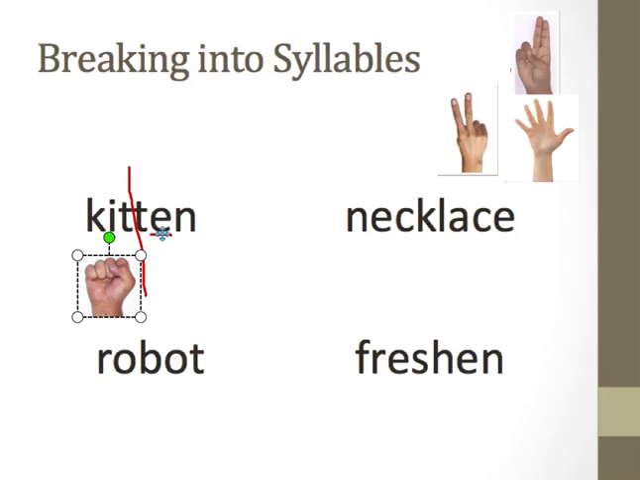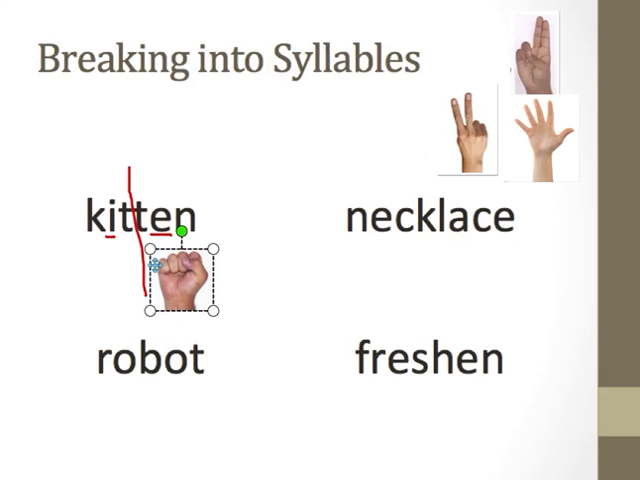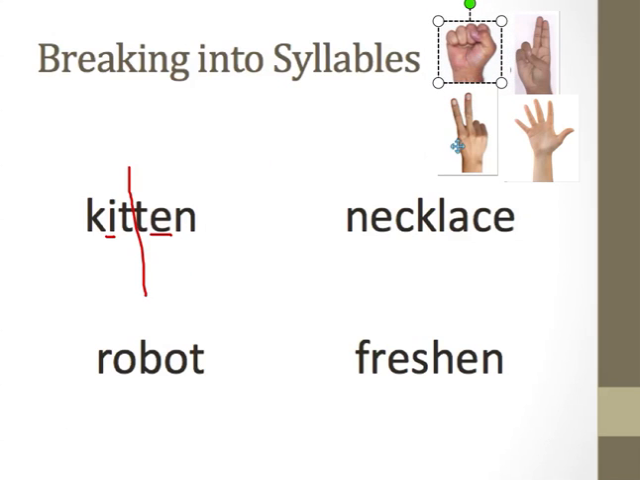I analyze my vowel followed by a consonant. A single vowel followed by at least one consonant, again, is a closed syllable. That's going to be the short E sound, t, n. When I put it together, kitten, I know my total word, kitten.